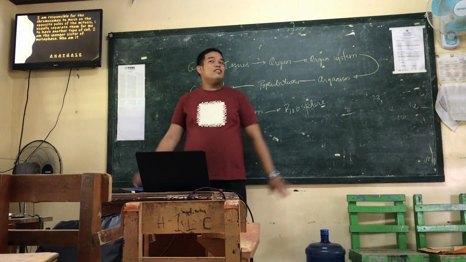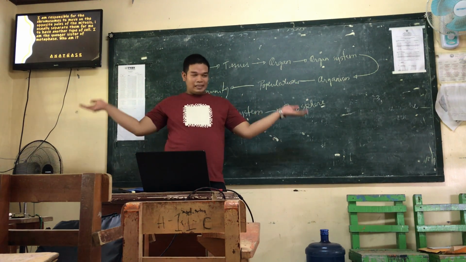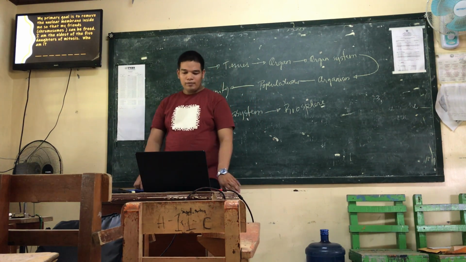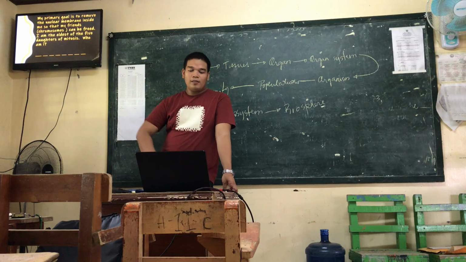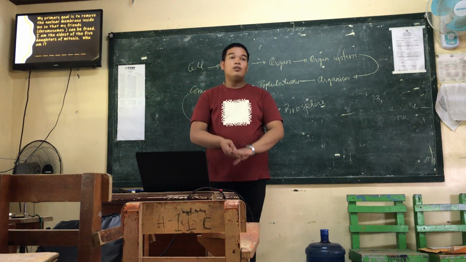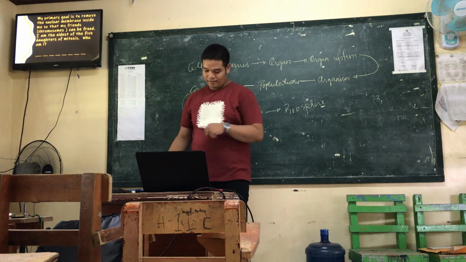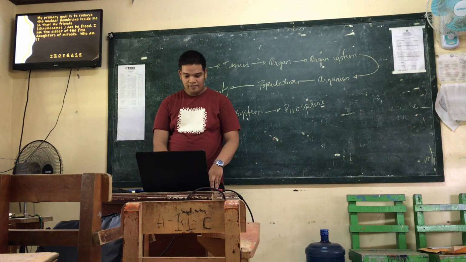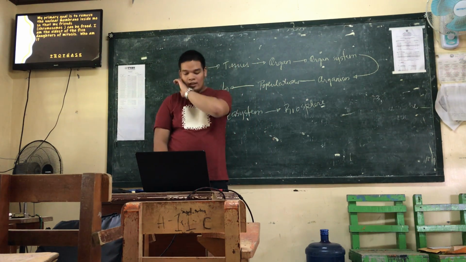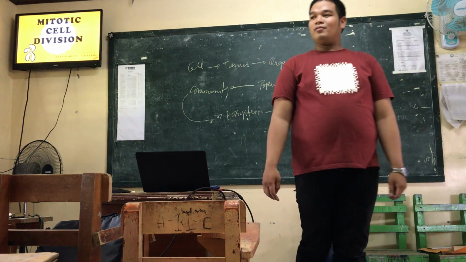The correct answer is anaphase. Anaphase is another process, and we'll talk about that later. The fourth question is: my primary goal is to remove the nuclear membrane inside me so that my friends, the chromosomes, can be free. I am the eldest of the 5 daughters of mitosis. Who am I? Yes, Brian. Okay, the correct answer is prophase. Very good, Brian. So for today, what do you think would be our lesson?